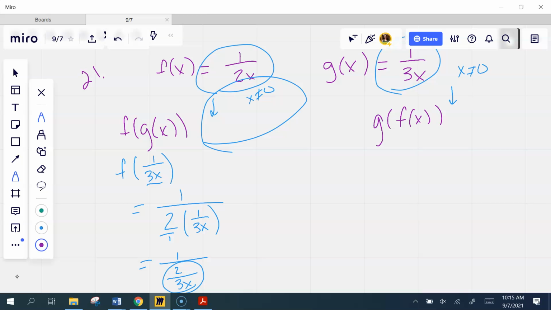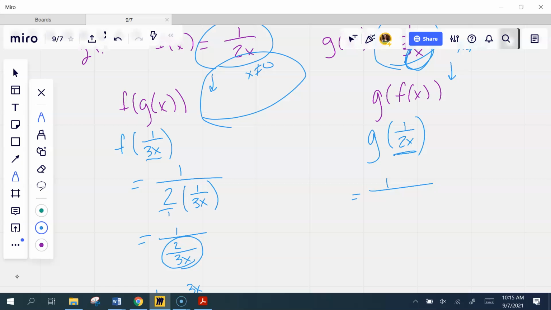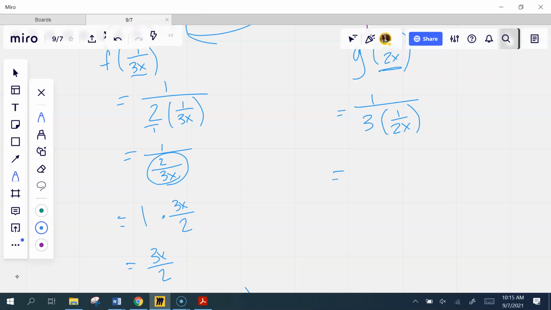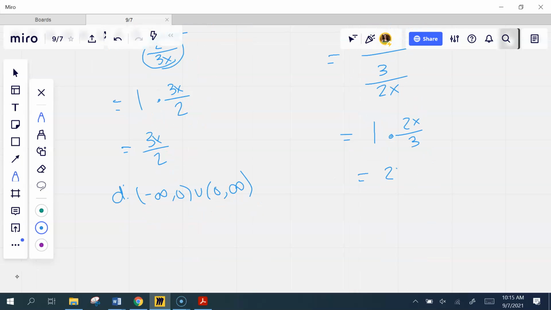Yep. All right, so now let me go the other way with it because it asked me to do g of f of x. So this time I'm taking g and I'm replacing this x with 1 over 2x. So I get 1 over 3 times 1 over 2x. Same exact process here. And now multiply by the reciprocal. So top times flip the bottom, and I get 2x over 3. And what's the domain there?